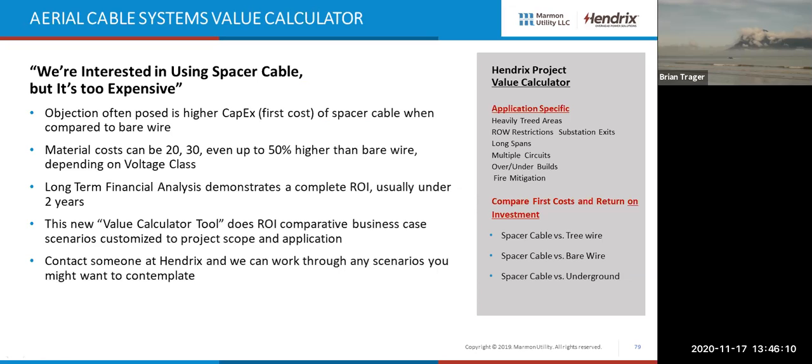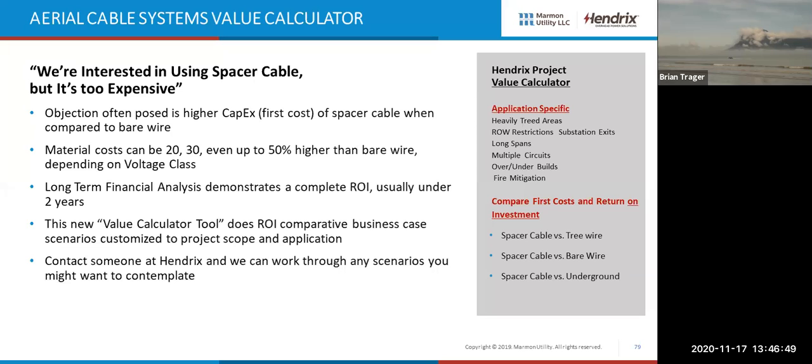So I alluded to this previously, we have clients say that they're convinced they want to use spacer cable. They're interested in using it, but it's too darn expensive. So the objection often posed is the higher CapEx or first cost of spacer cable when we compare it to overhead. And as I showed you in slides previously, the material costs can be 20, 30, perhaps even 50% higher than bare wire, depending on the voltage class. So it's kind of hard to get it past management or the purchasing department.